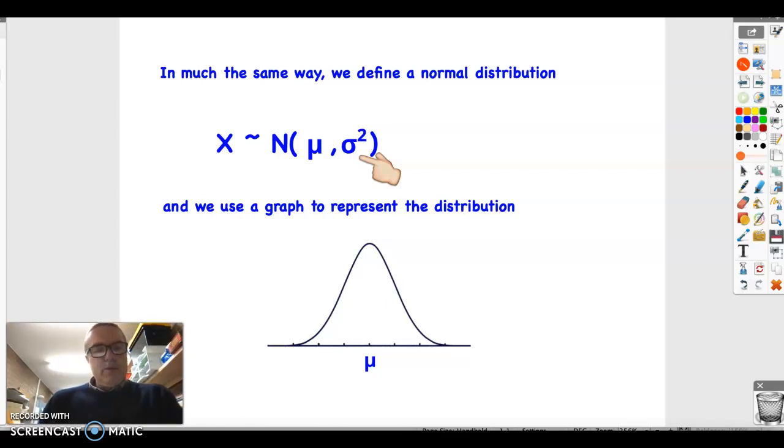Because it's a continuously distributed variable, we don't have a table to represent the distribution, but we do have a graph. And you've seen this sort of graph before. It's what we commonly refer to as the bell curve. And the bell curve is along a horizontal axis, and in the middle of that axis is the mean of the distribution.